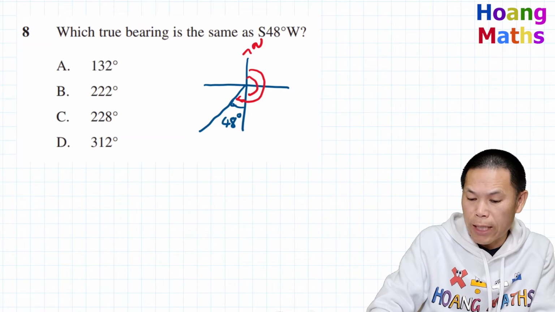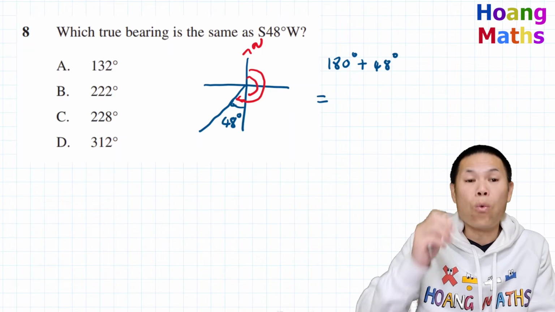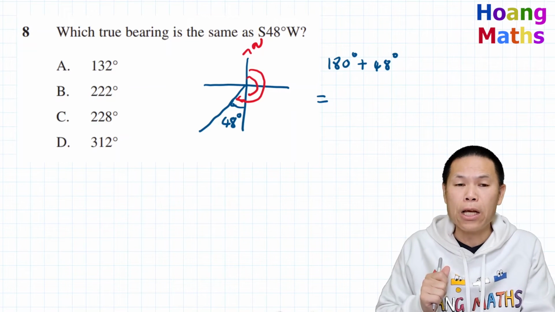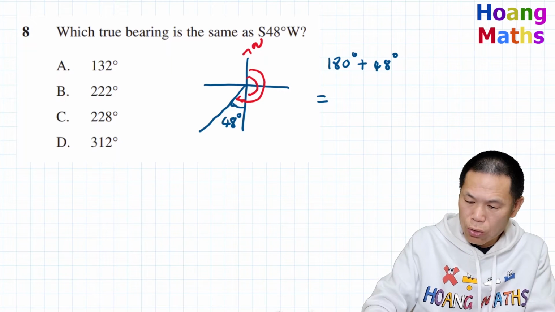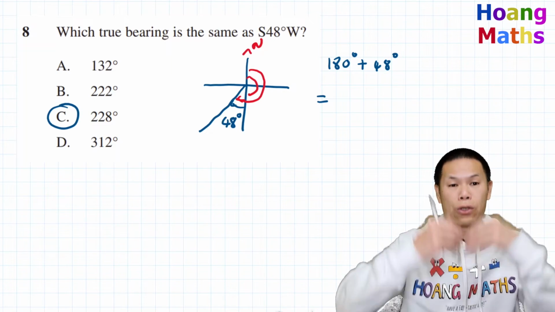Then we add 48. So 180 degrees, we add 48 degrees. So 180 plus 40 is 220. And we add another 8. So 228 degrees. Otherwise, of course, you can just put on a calculator. So 228 degrees. So the answer should be C. So there you go.